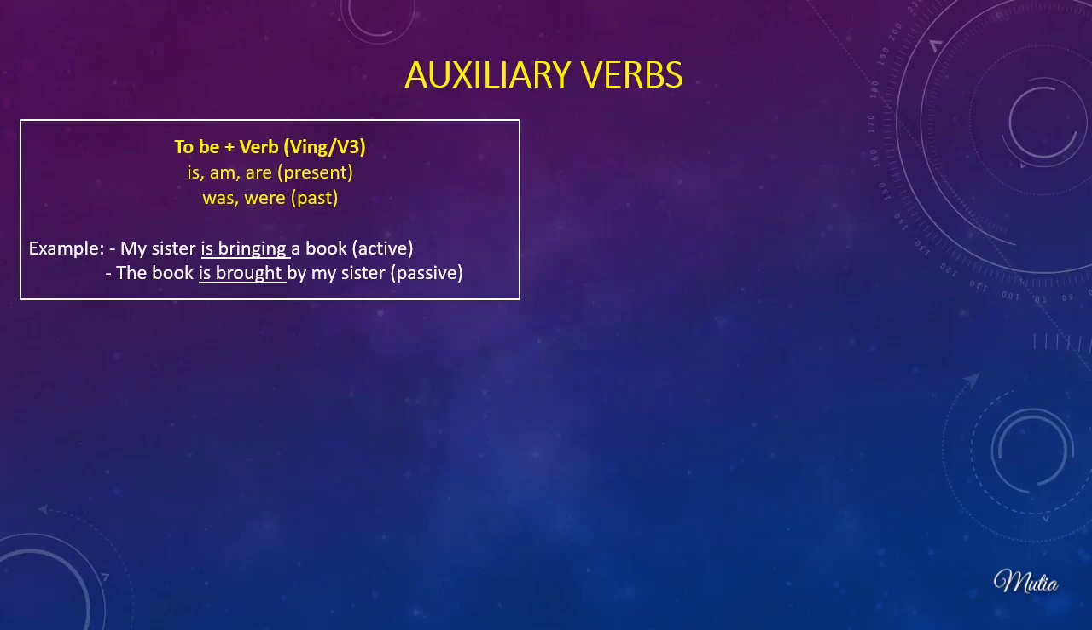For example, my sister is bringing a book. It is an active sentence. To be is followed by verb ing, bringing. The next example, the book is brought by my sister. It is passive voice. To be is followed by verb 3, brought.